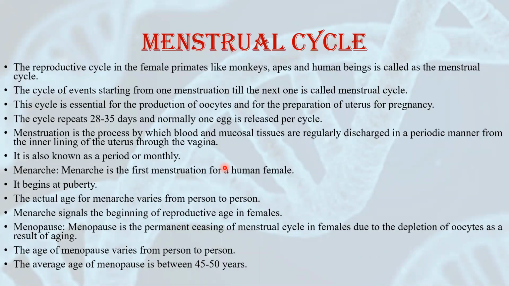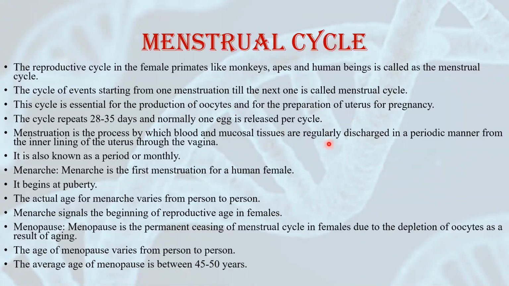Let's move to a very important process again, menstrual cycle. This is the reproductive cycle which occurs in female primates like monkeys, apes and human beings. The cycle of events start from one menstruation till the next one. And this cycle is very, very essential for the production of oocytes. Along with the production of oocyte, this cycle also plays a major role in the preparation of uterus. The uterus prepares itself every month for pregnancy so that it can carry the pregnancy.